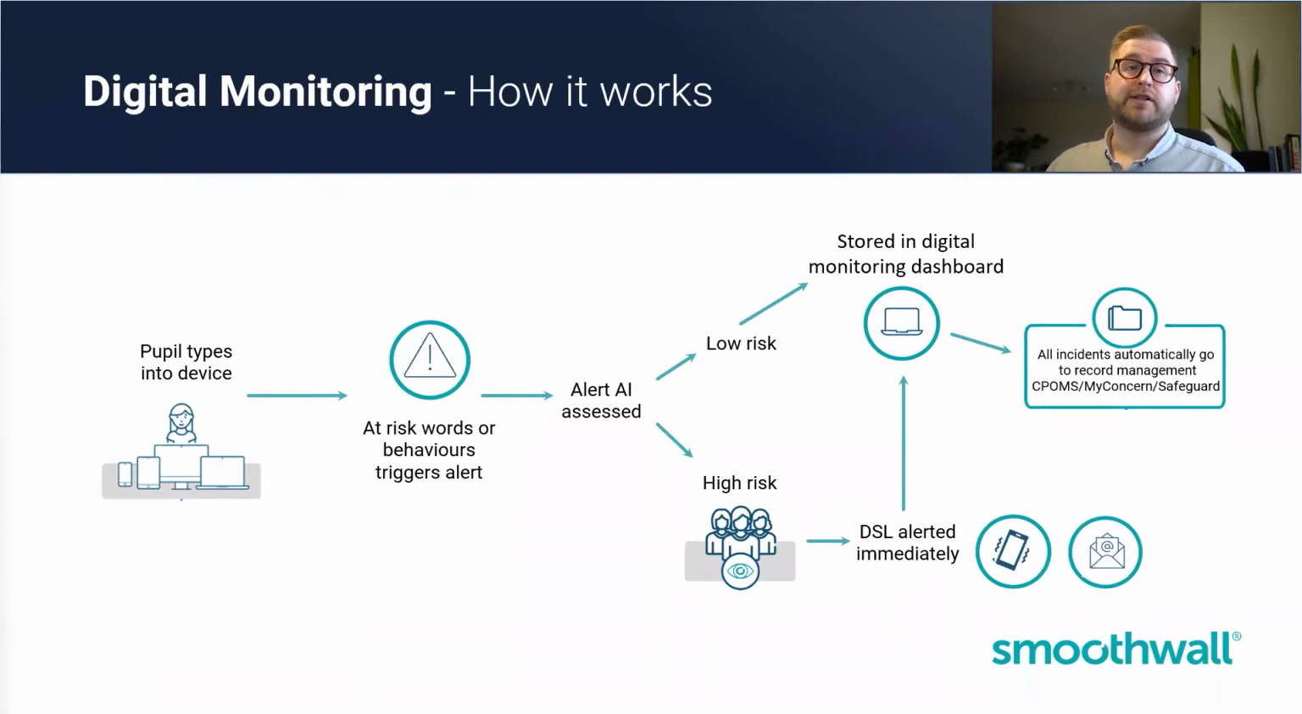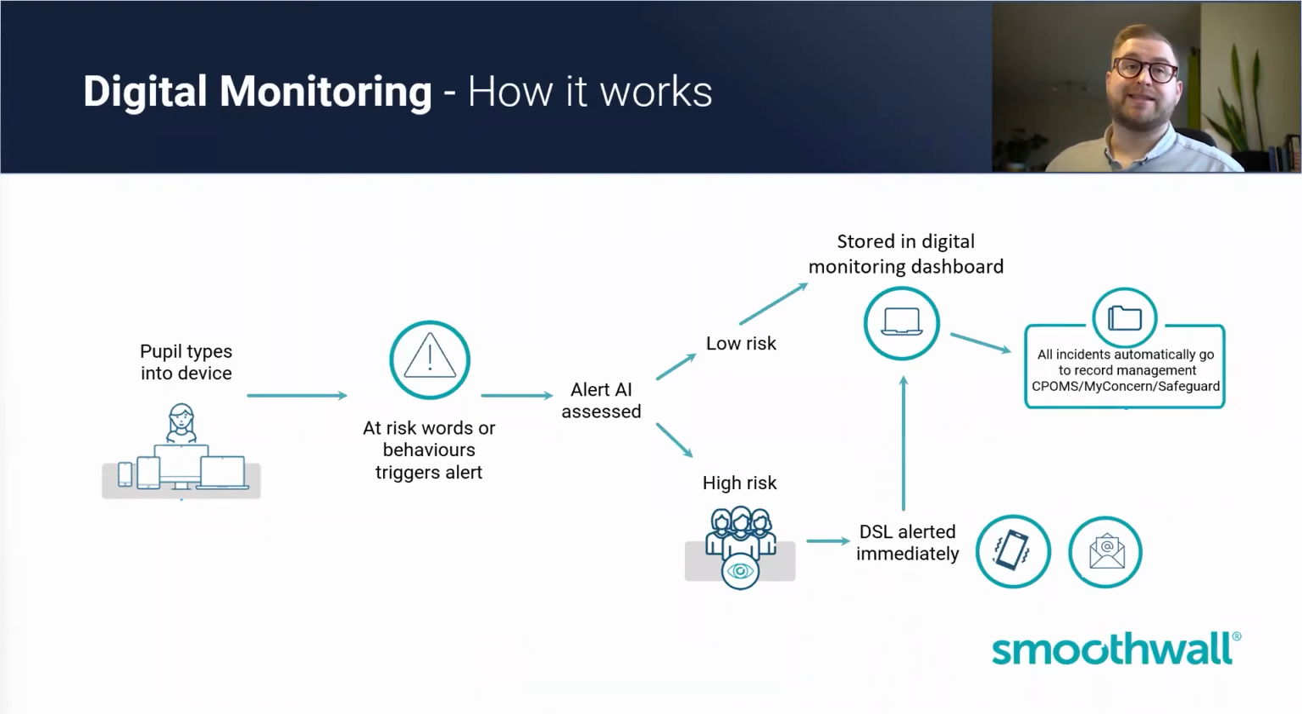But if it's a lower risk, so either something that's completely safe or quite a low level concern, that gets stored in the digital monitoring dashboard. So that is a place where the DSLs can log into and review those risks at their leisure. Any incidents as well over a certain threshold can automatically go into the school's record keeping system. So if that's CPOMS, MyConcern, or Smoothwall's Safeguard Record Manager, those risks will be transferred into that as well.